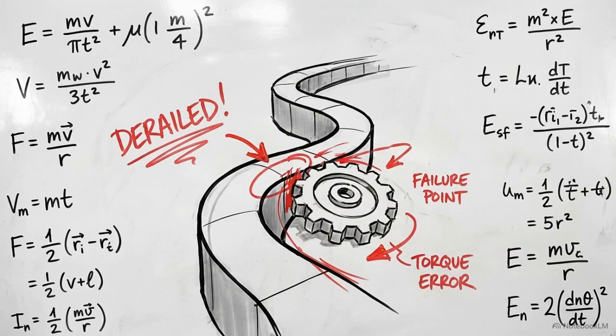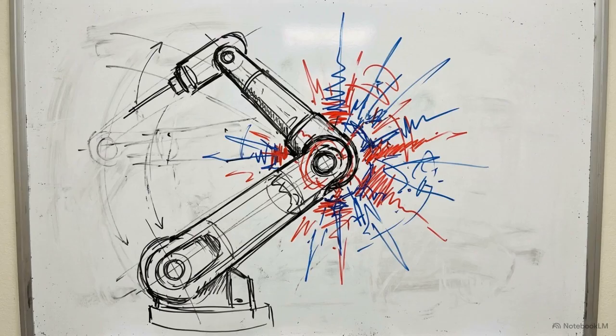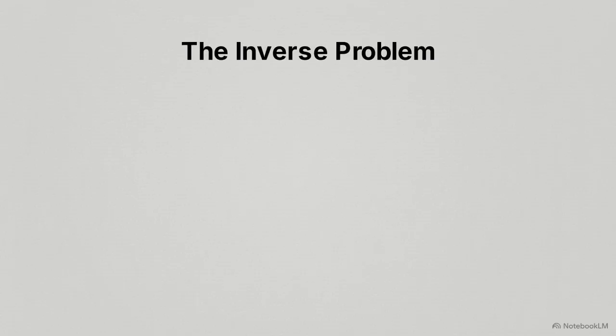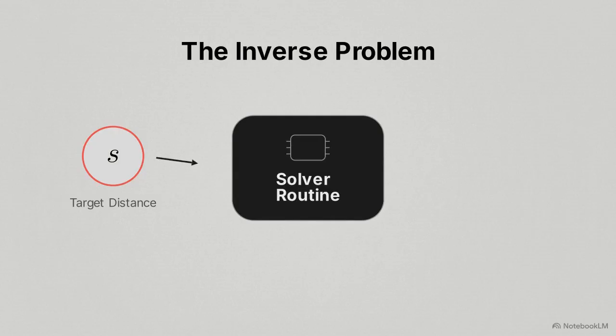Relying on t to dictate movement breaks physical predictability. A virtual camera tracking a target will unpredictably hitch, and an industrial robot told to move at a constant t rate will over-torque its motors when attempting to navigate a corner. The engineering objective is to solve the inverse problem, establishing a pipeline that accepts a specific target distance, s, and outputs the exact corresponding parameter, t.